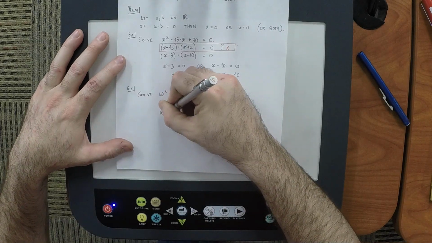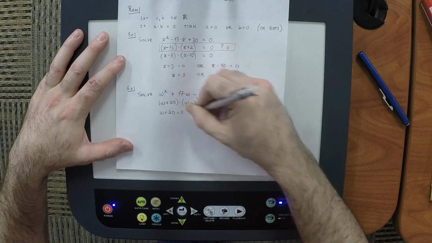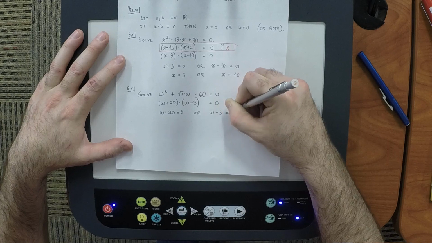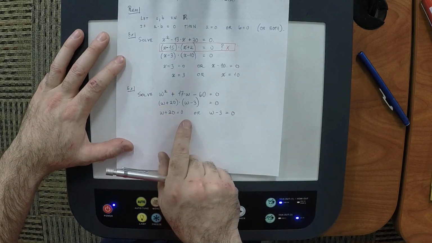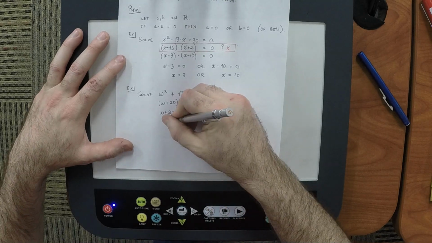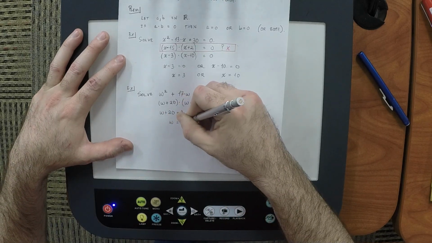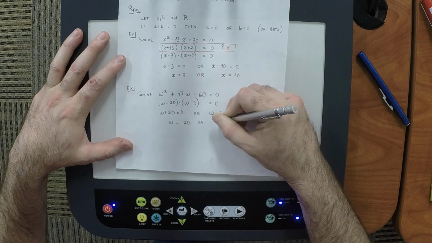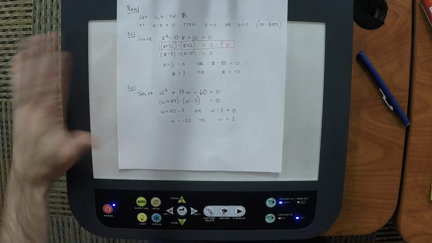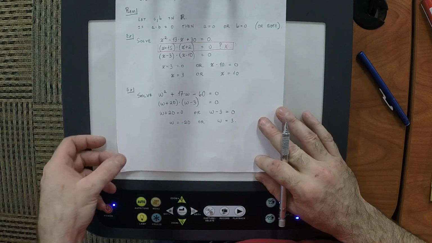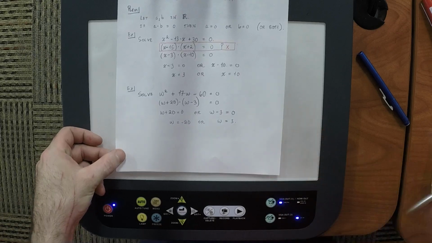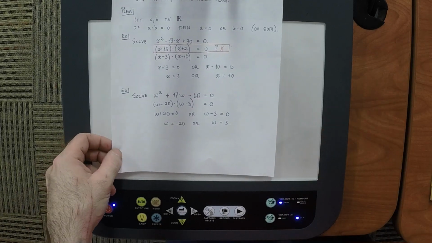So w plus 20 is 0, or w minus 3 is 0. So either the first thing is 0 or the second thing is 0, and then you can solve for w to obtain that w is negative 20 or w is 3. Any question about this example? Okay.